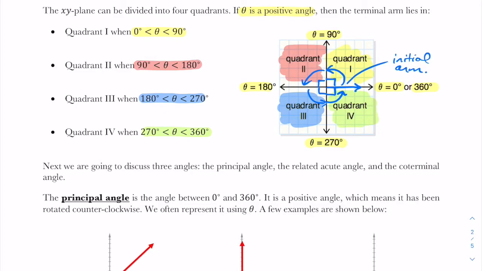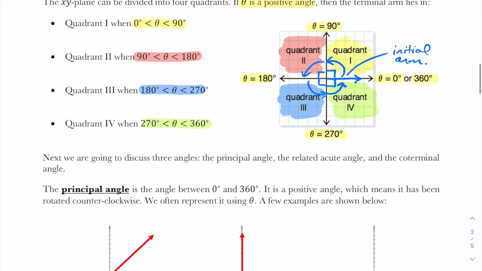For those of you who took physics, it's almost like an initial and final position thing. Think of displacement, which is your final position minus your initial position. In a similar way, the initial arm is like the starting position and the terminal arm is like the final position. Except rather than distance, we're dealing with rotations.